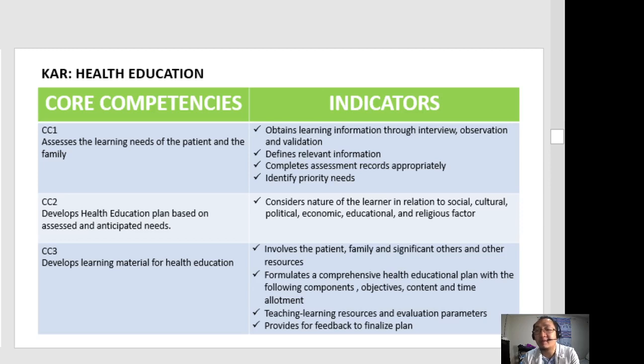Okay, formulate a comprehensive health educational plan with the following components: objectives, content, time, and allotment. If you are familiar with this, you come up with a session design, a teaching plan, which bears the following: your objective, your content. When you say content, what are the topics that you're going to discuss? The time, how many minutes are you going to allot for this discussion, this topic? Remember, we should be smart. We should be time bound. The actions that we are doing should be time bound, because time is of the essence.